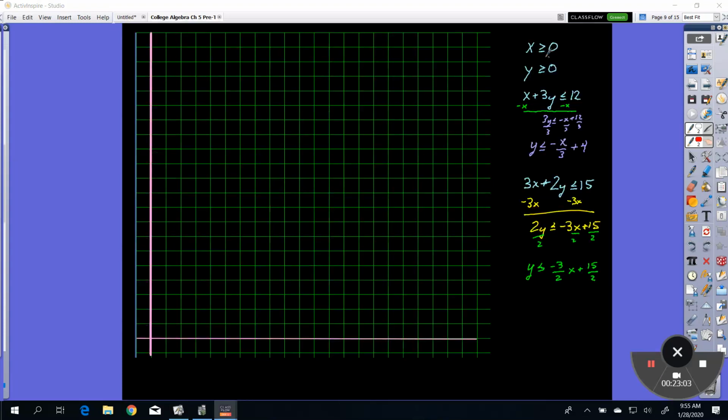So I did a quick look at number 12 and I realized those were the exact same equations as what we've just graphed. So I know that there's a 3, 3, there's a dot. 0, 4, there's a dot. At 5, 0, there's a dot. So this was the shaded region that I'm looking at.